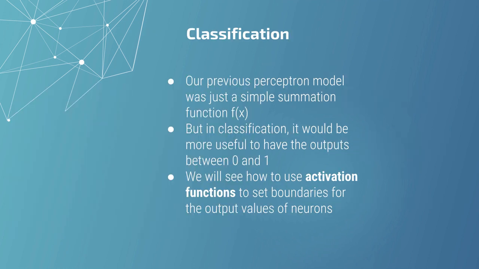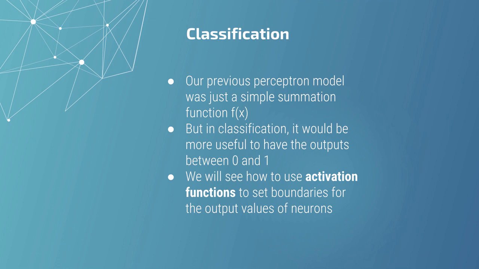Next, classification. Our previous perceptron model was just a simple summation function f of x. If you remember, it was y equals x1 plus x2. But in classification, it would be more useful to have the outputs between 0 and 1. So we have two options, and we want to figure out which classification our input is. The closer an output is to 0 or 1, the higher chance it actually is that classification. For example, if the output was 0.8, then it would obviously be closer to 1, and if it was around 0.2, then it would be closer to 0.